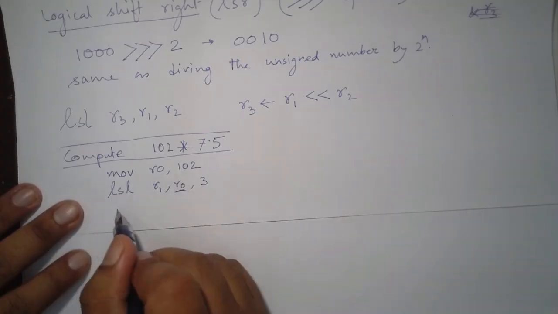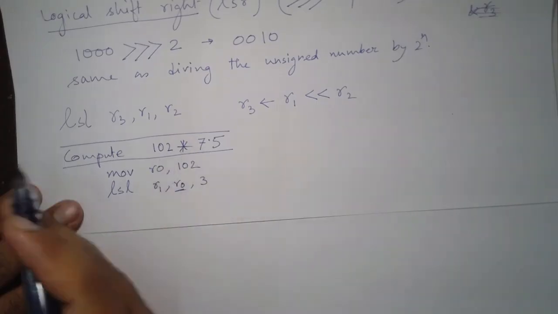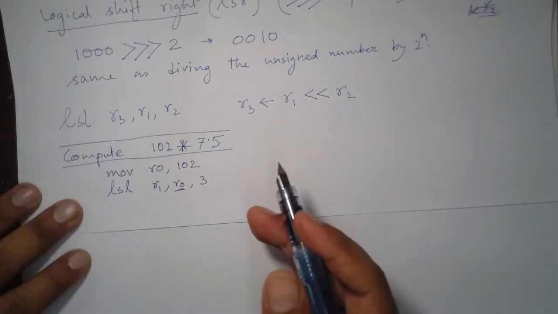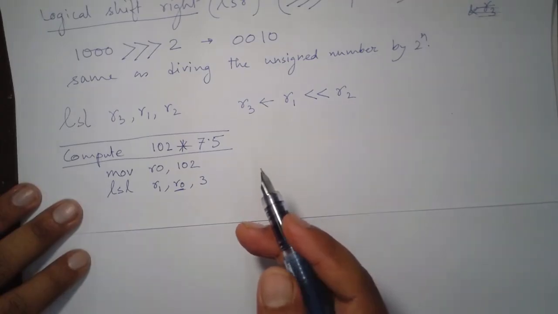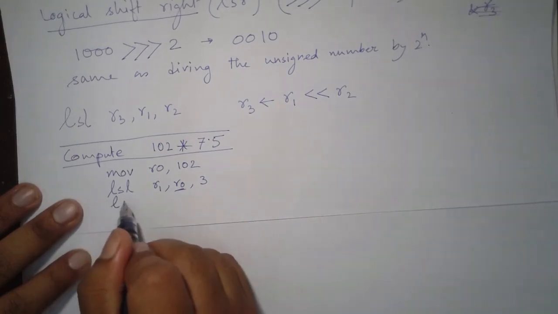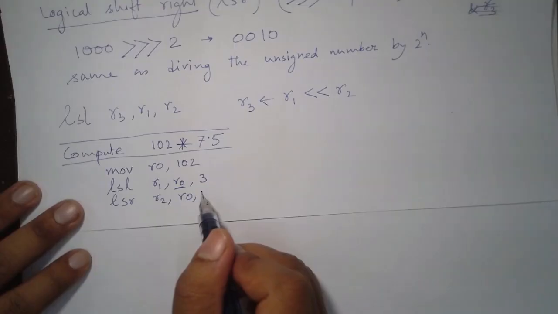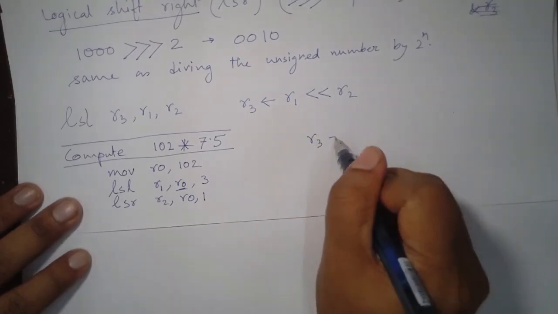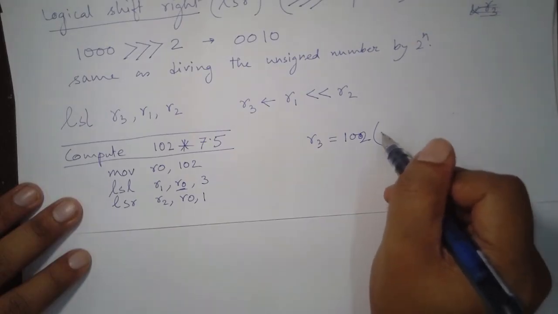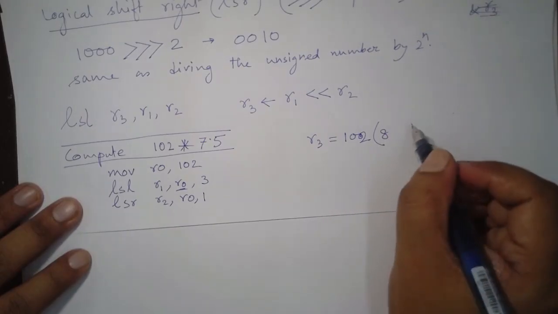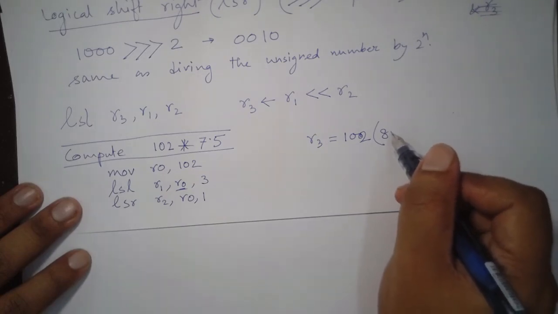The next thing we will do is take this number and shift it towards your right by one position, which is equivalent to dividing it by 2. So, LSR R2 R0 1. Now, in R3, let us say we want to store the final result. So, this is 102. We have multiplied the number with 8 first, and then we have multiplied it with half, or we divided it by 2.